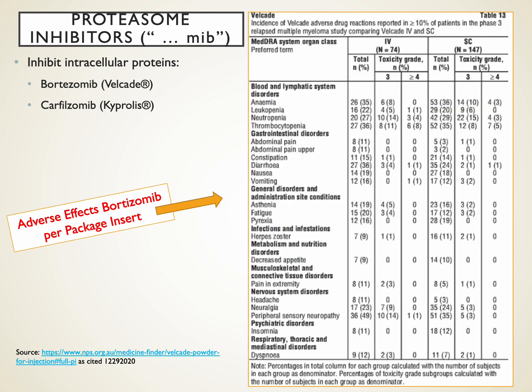A next group of drugs that really is not exactly like the monoclonal antibodies are the MIBs, the proteasome inhibitors ending in MIB. And Velcade is probably the classic example here. These inhibit intracellular proteins, and they have a specific role for the type of cancer that they're directed against. So I won't get into more detail for that. But this graphic right from the package insert indicates the kind of side effects you'd expect to see here.